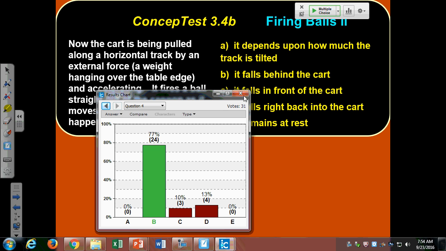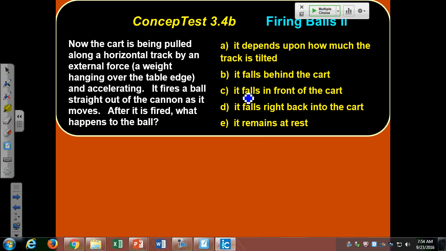Okay, good. B is the right answer. It falls behind the cart. So let's see if I can do this. This is a little harder to do. But when I throw it up in the air, then I speed up. And so if I throw it up in the air, then it just falls behind me. Because I'm speeding up, it still has the same initial x velocity, but then I speed up and I leave it behind because I'm accelerating.